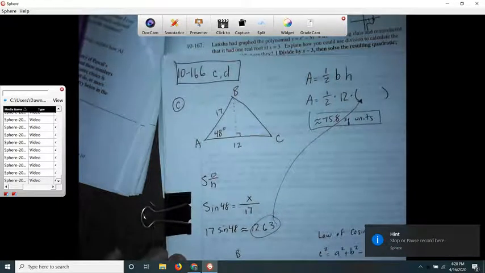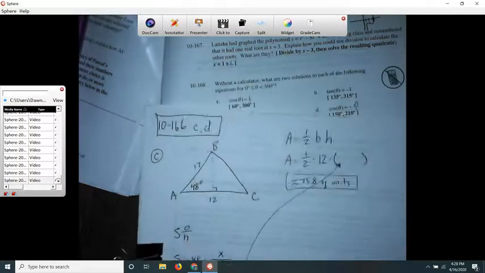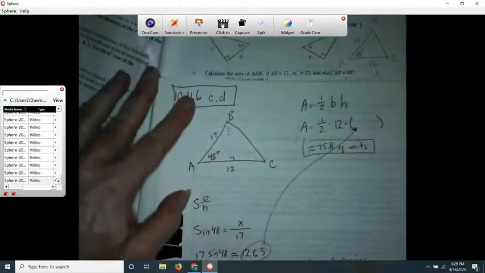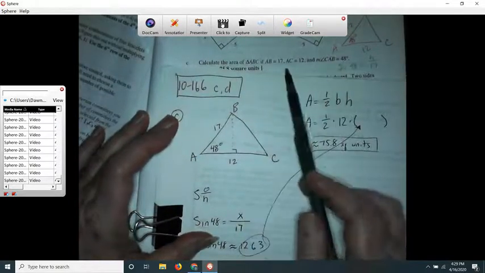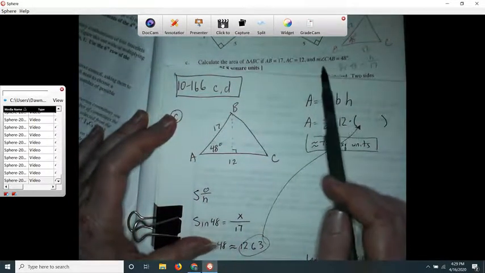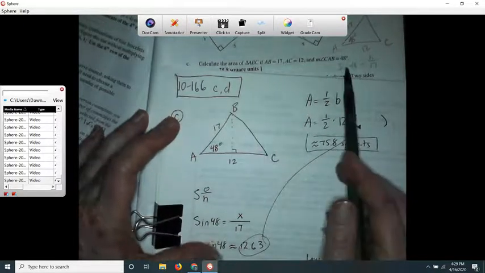Here is Integrated 3, 10-166, letter C and letter D. So letter C says: calculate the area of triangle ABC if side AB is 17, side AC is 12, and the measure of angle CAB is 48.